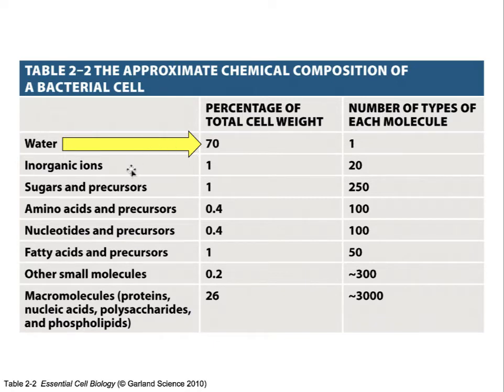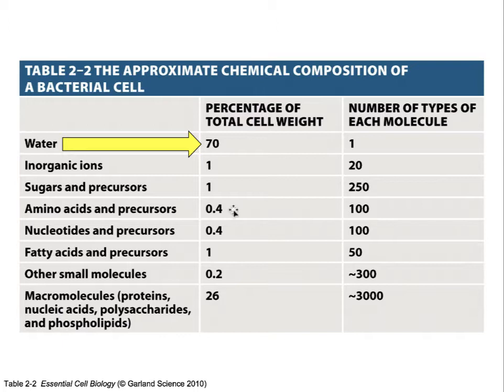Looking at the next row, in terms of inorganic ions, such as sodium, the total percentage they occupy in a bacterial cell is just 1%. But there are 20 different varieties, sodium being one, potassium being another, and calcium being a third, etc. Up to 20 different varieties. Continuing to read down in these rows, we find that the sugars occupy 1%, and there's 250 different types of sugars inside a typical bacterial cell.